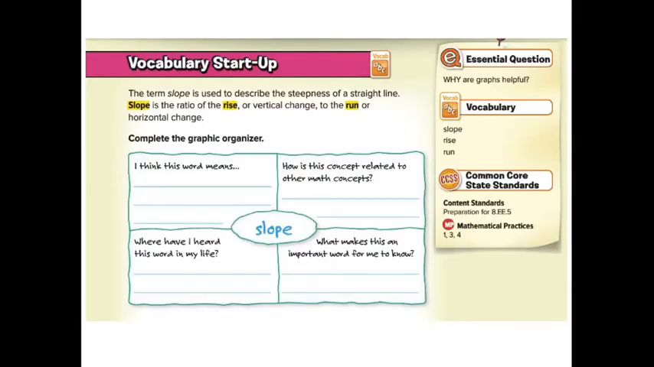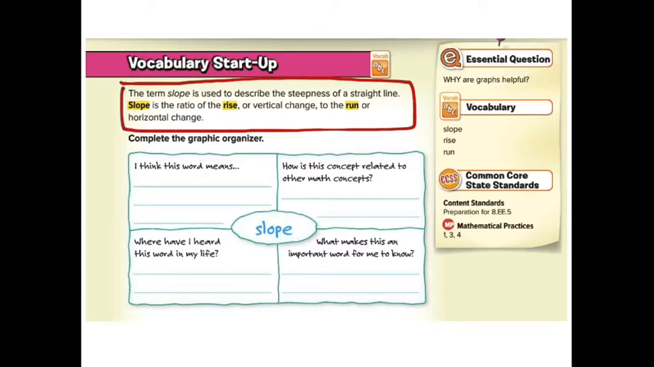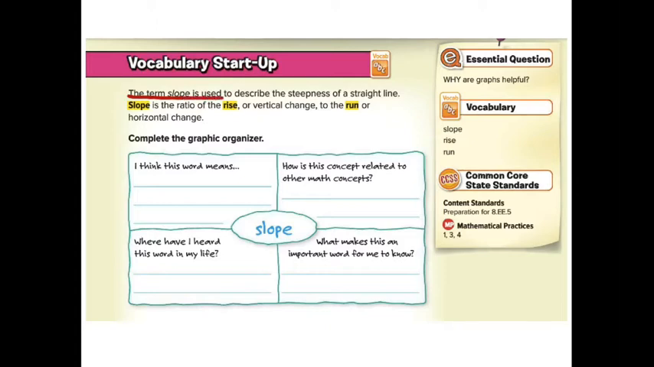All right, so our first activity in lesson 2, let's take a look at our definition of this thing called slope. The term slope is used to describe the steepness of a straight line. When you're writing your vocabulary, this first piece of information is actually very important. It's good to have the official definition, but this is straightforward. If you know this, things become a lot easier and make a lot more sense. The term slope is used to describe the steepness of a straight line.